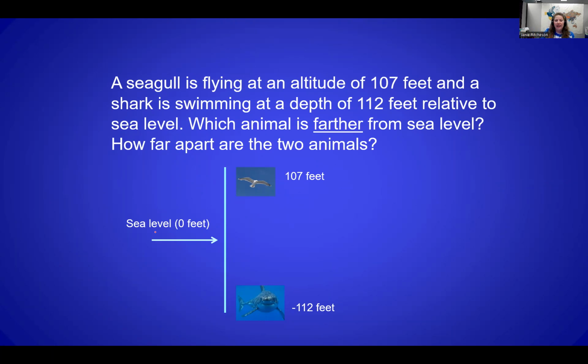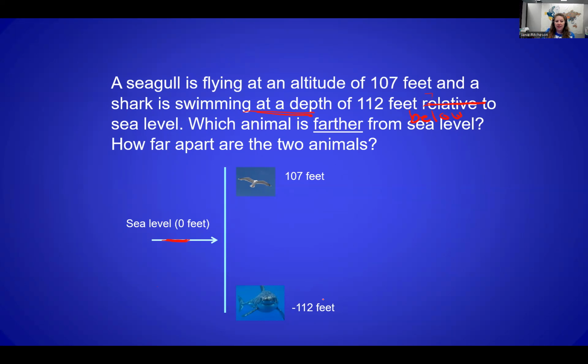All right, a seagull is flying at an altitude of 107 feet, and a shark is swimming at a depth of 112 feet. It should say below sea level. I don't like where it says relative to. I would prefer to say below sea level. That makes it very, very clear. Below sea level. Well, obviously, if it's in the ocean, it's below sea level, right? Which animal is farther from sea level? So which of these animals is farther from the surface of the sea?